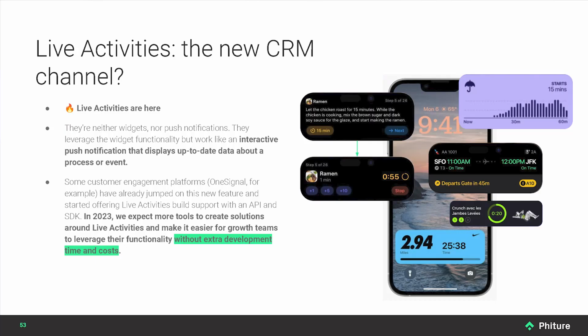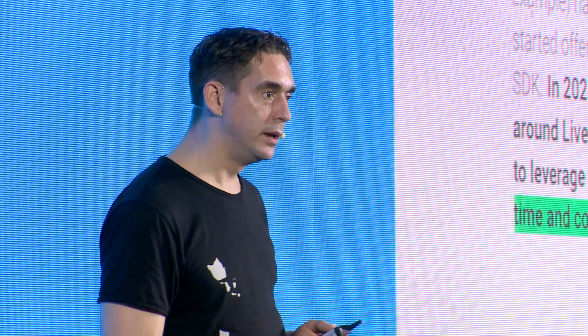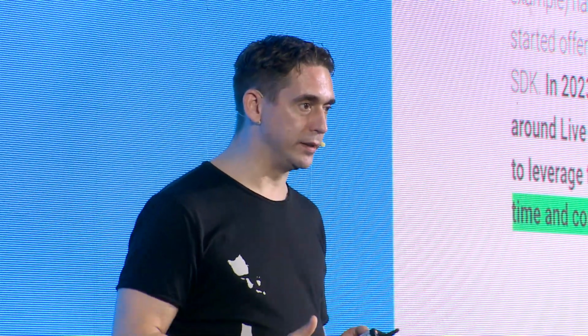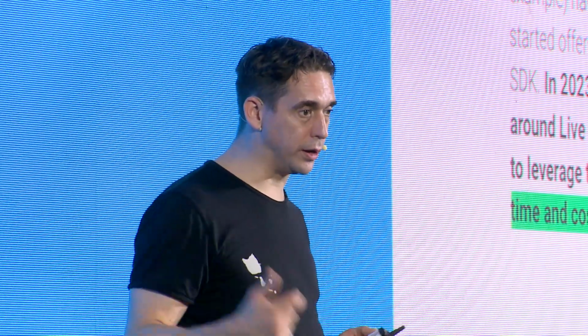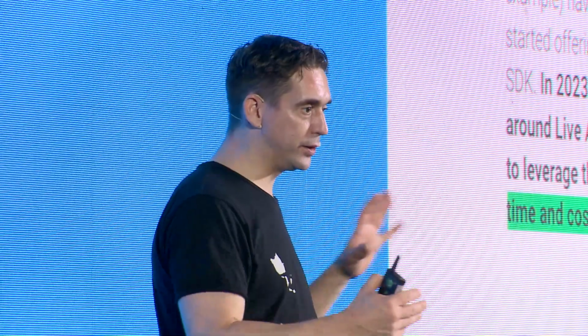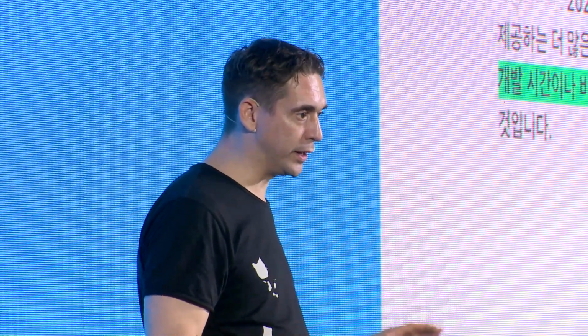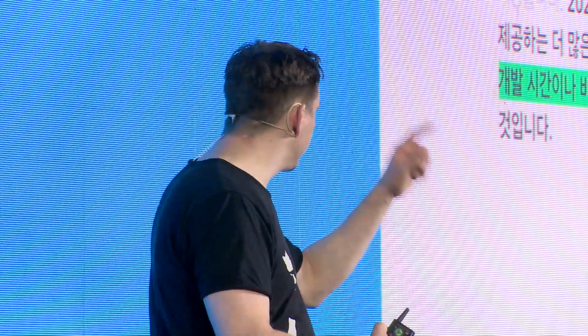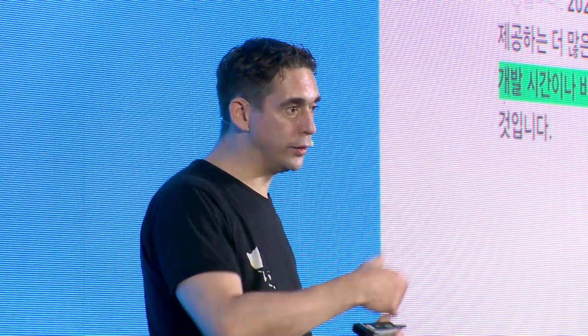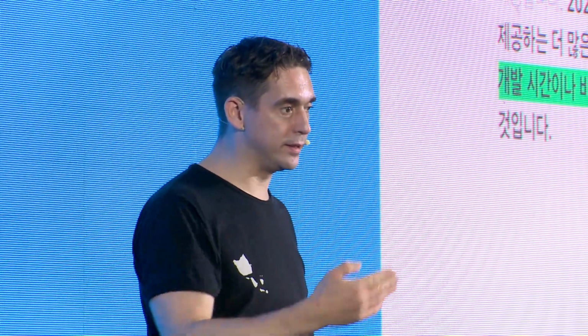Now, speaking of CRM and customer engagement, one new channel which we found to be super effective, at least for some categories of app, is live activities. This is something new released on iOS, where, for example, you've got a delivery app with food being delivered, and it gives you a countdown. If your Uber or your Kakao taxi is arriving, you can see how long it's going to take. So it's something between a widget and a push notification. It's basically a live widget.